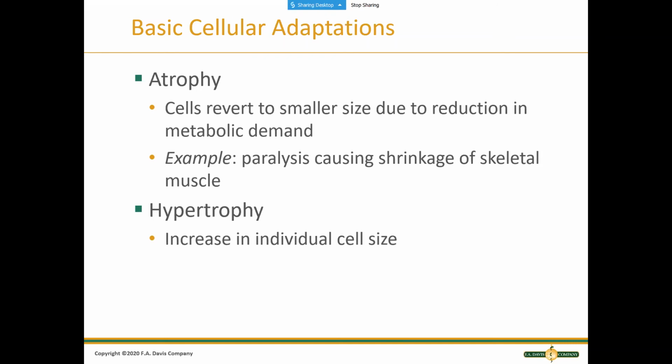Hypertrophy is increasing individual cell size. So if you work out at the gym and you're lifting weights, you are trying to hypertrophy your muscles. So bench pressing or doing arm curls, you're trying to hypertrophy those muscles. That's a good thing, and we call that physiologic hypertrophy.